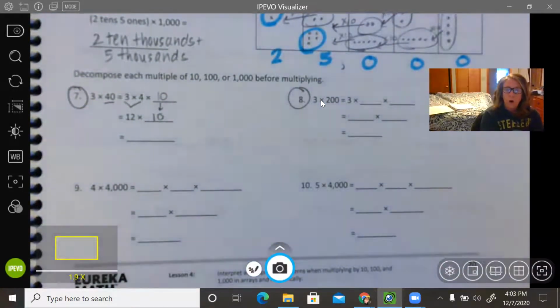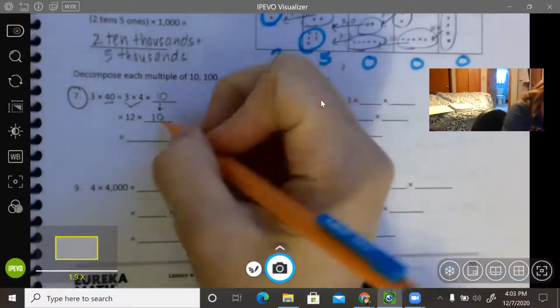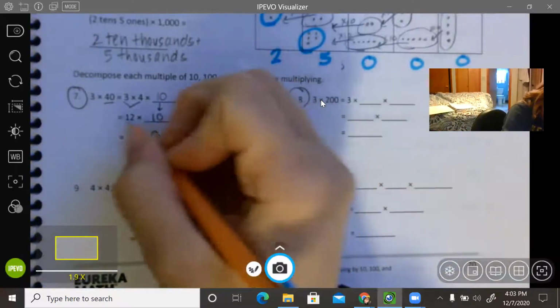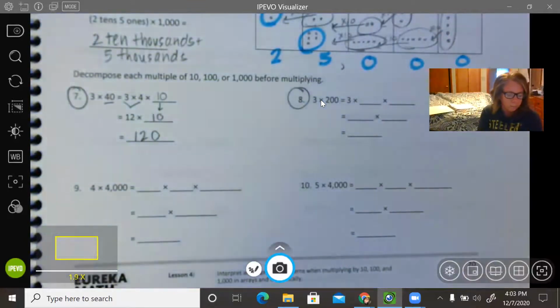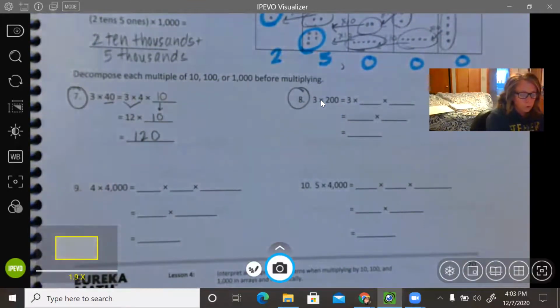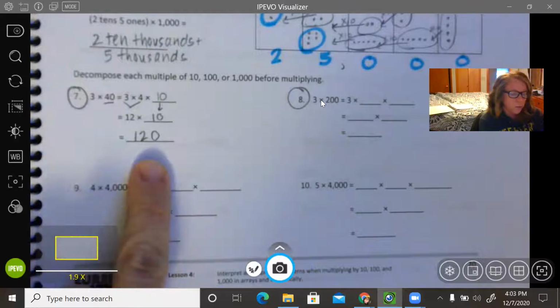12 tens are the same as what? What are 12 tens? You'd be thinking. If that didn't lead you to an answer, then take away your 0. 12 times 1 equals 12. 120. 12 times 10 equals 120. So your answer to 3 times 40 is 120.